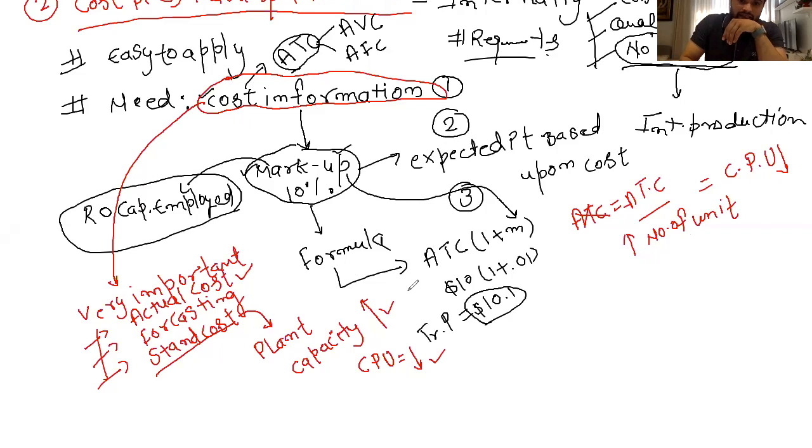If plant capacity is low, then we know our number of production units will be reduced. As a result, cost per unit will increase. And then we use this cost per unit with markup to estimate the transfer pricing. All right. So this is the way to apply this cost plus transfer pricing method.